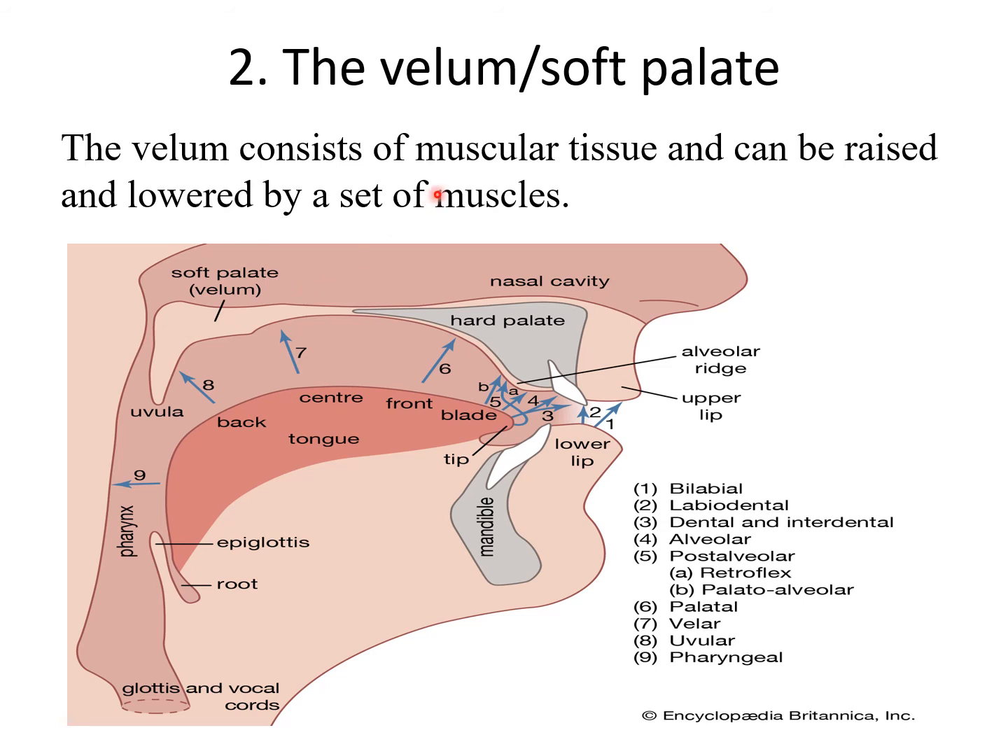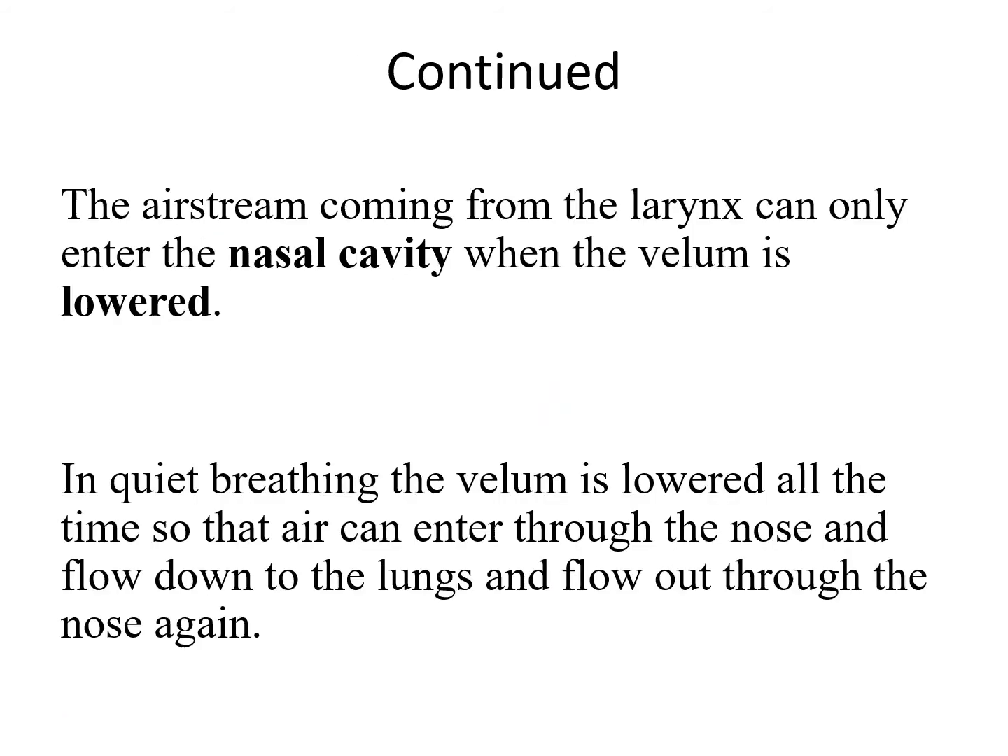The velum consists of muscular tissue and can be raised and lowered by a set of muscles. So this palate is sometimes lowered and sometimes goes upwards. So two positions we can observe in this part of articulatory phonetics. Let's begin with the airstream again. Airstream coming from the larynx can only enter the nasal cavity when the velum is lowered. So when the velum is lowered, we produce the nasal sounds.